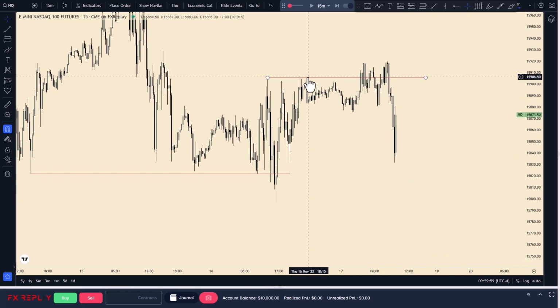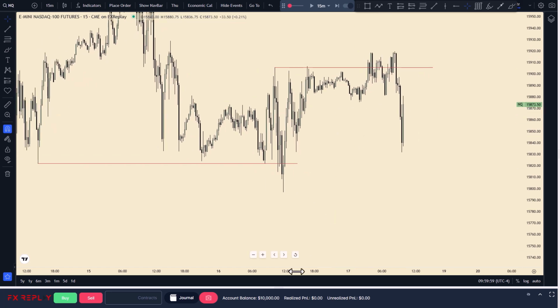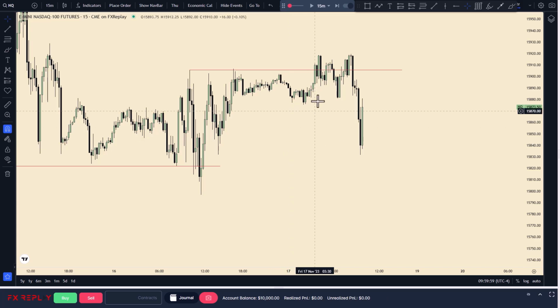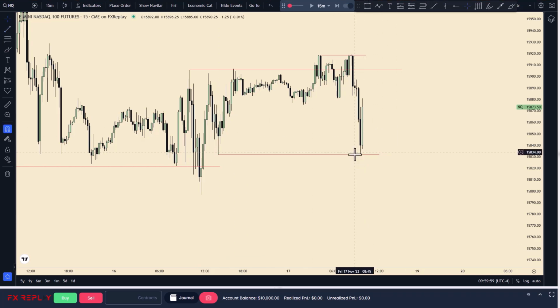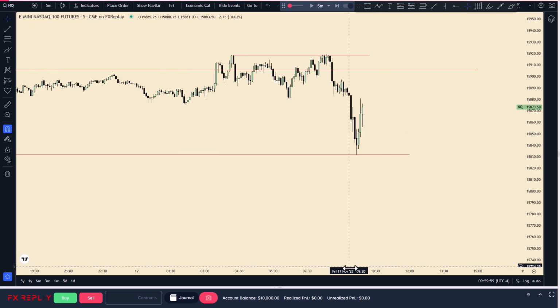So here what we have, after we fail to take that high, and after failing to close above it, we see this huge move to the downside. All right, that's expected. That's on the 15 minutes. And we also have a sweep on liquidity here. We have this high or this low still intact. Let's go to the 5 minutes.